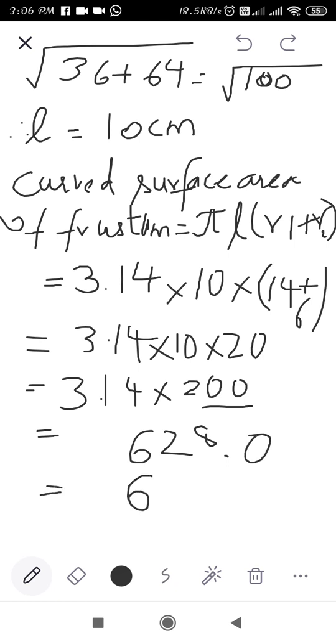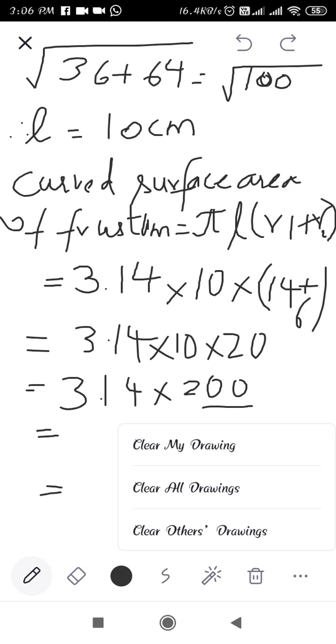628.80. So we can easily discard the 0, so you will get 628 centimeters square. Since it's area, the unit will be centimeter square. Therefore the curved surface area of the frustum is 628 centimeters square. Got it? Next concept is total surface area of a frustum.